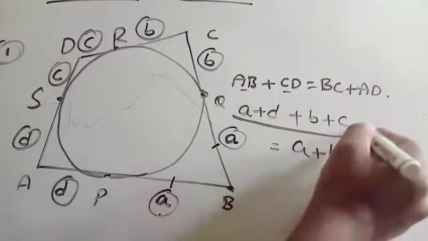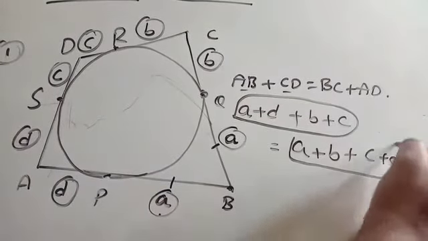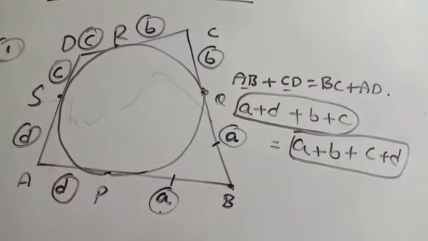A plus B plus C plus D is equal to A plus B plus C plus D. LHS is equal to RHS. Hence proved. In examination, how to write these things? Same thing. You explain this properly.